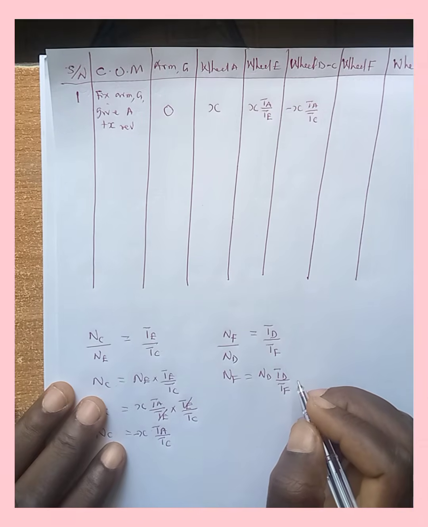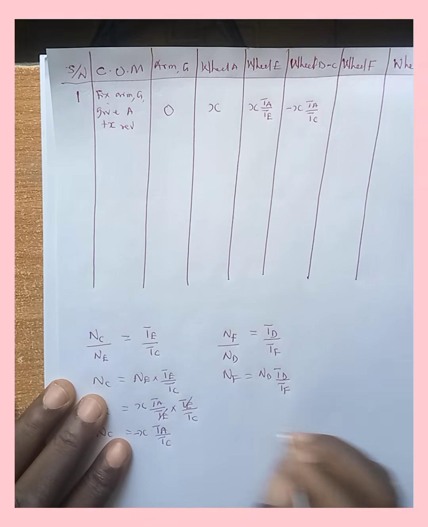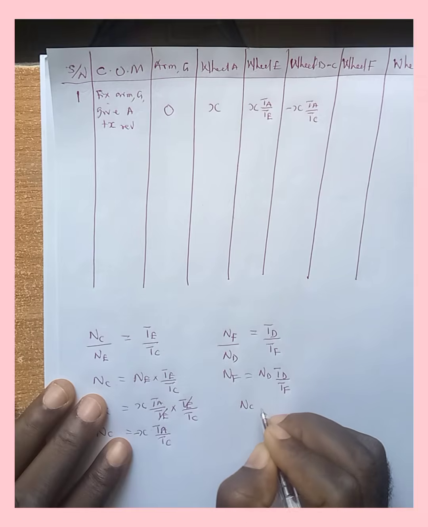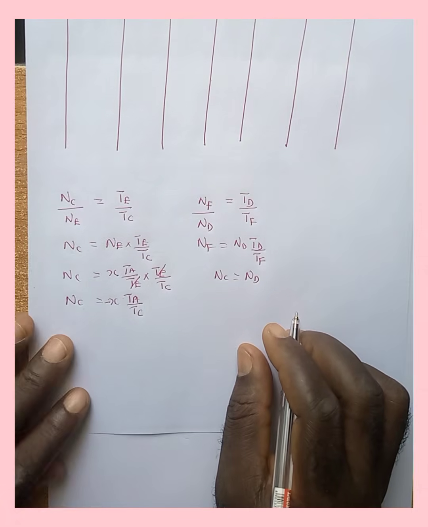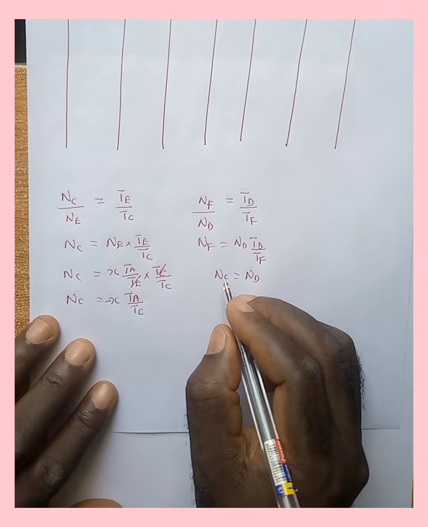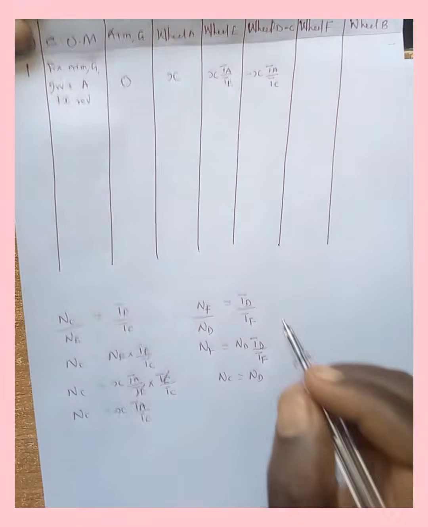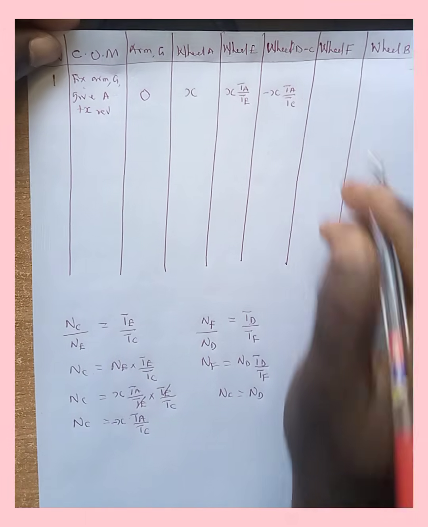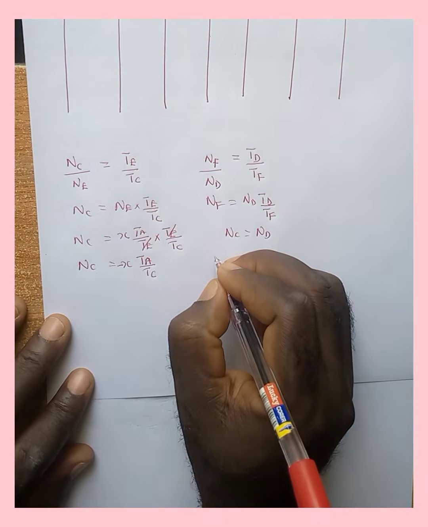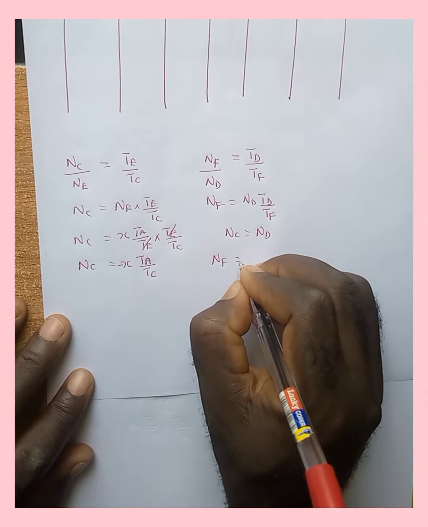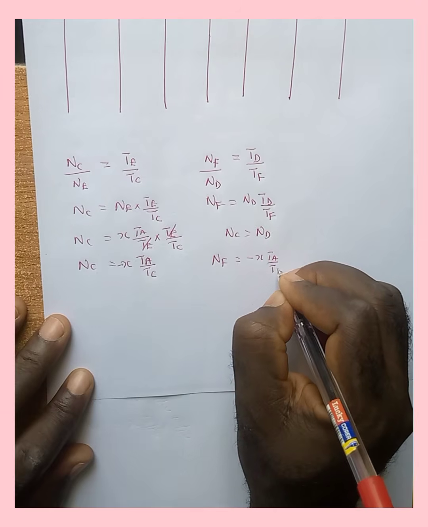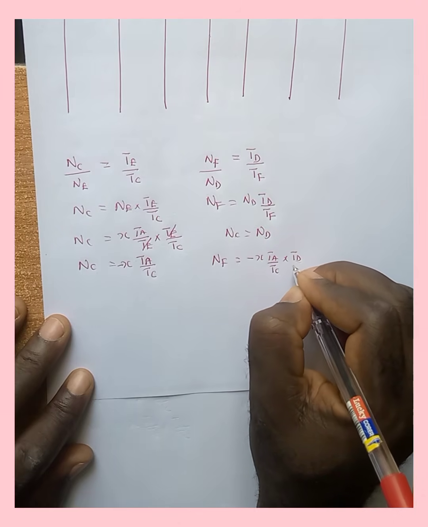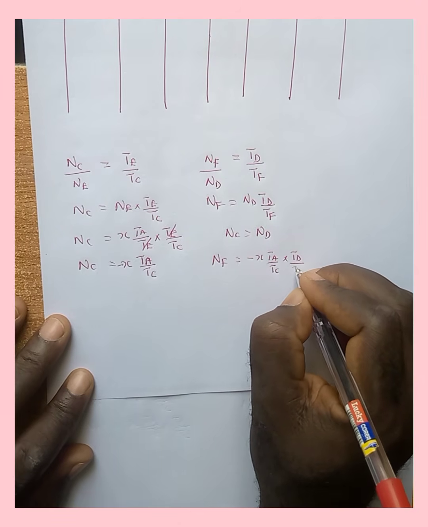Then from here, we know that the speed of C is also equal to the speed of D. Why? Because they are compound gears. They move off together with the same speed. Then you already know NC here to be this one. So that means the speed of F is going to be minus XTA over TC multiplied by TD over TF.